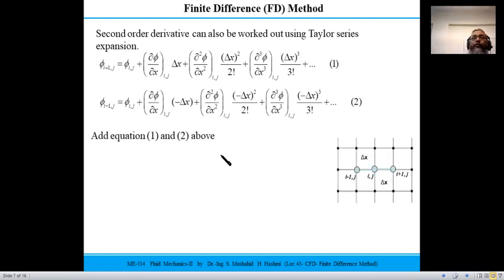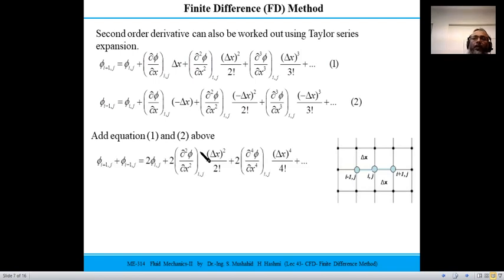Now I add equations 1 and 2. Once I add equations 1 and 2, the negative and positive terms cancel out. So the first term I got is the second order derivative. I just brought the second order derivative to the left hand side and everything else to the right hand side.